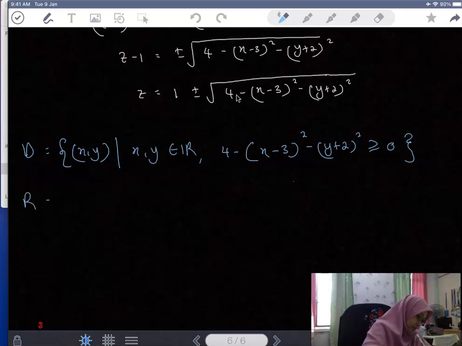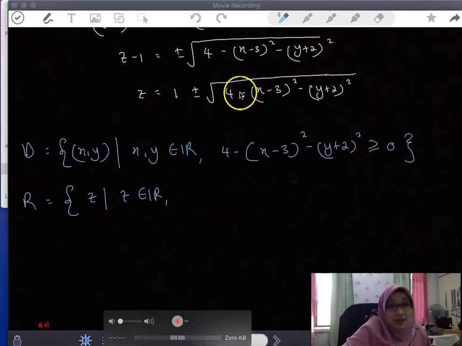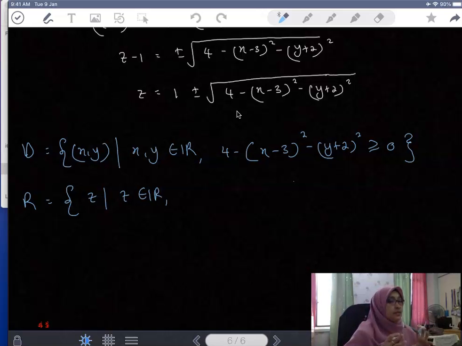And the range is then the set of the values of z. z should be real. Okay, now we have 1 plus minus, and also we have 4 here. Definitely the z must be lying between some interval. Then we have to investigate what is exactly the interval of z.